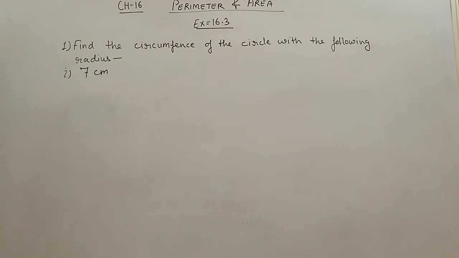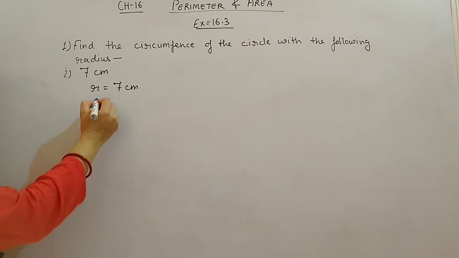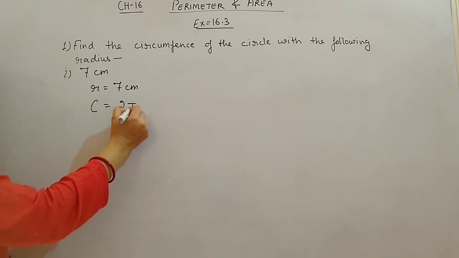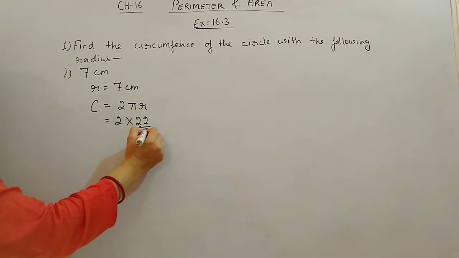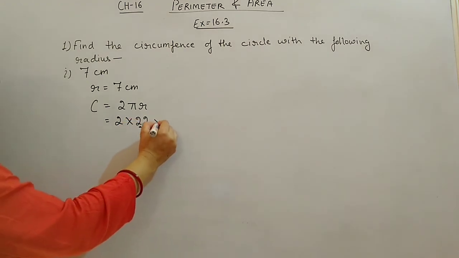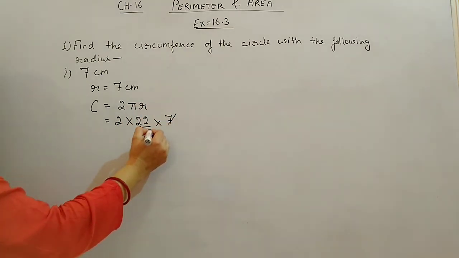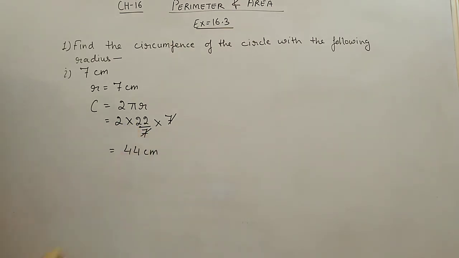Now we will do exercise 16.3. First question, find the circumference of the circle with the following radius. First part, radius is given 7 cm. So here r is equal to 7 cm and the formula for circumference is c is equal to 2 pi r. So 2 into pi value 22 by 7. If it is given 3.14, then only we have to substitute 3.14, otherwise we have to write 22 by 7 and r is 7. So 7 and 7 we can cancel. 2 into 22, 44 centimeter.